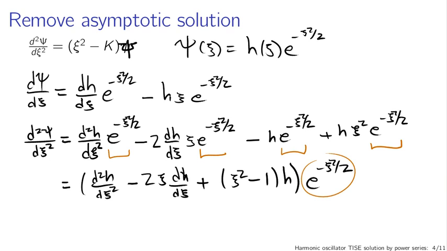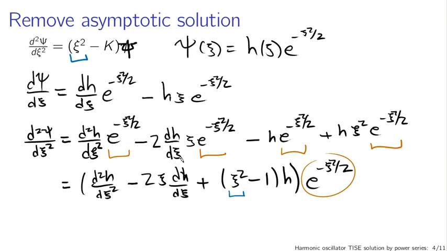Also looking at the left-hand side of the equation, you notice this xi squared h, e to the minus xi squared. If you look at the right-hand side, we have a xi squared times h e to the minus xi squared over 2 from the psi. So on the left-hand side and the right-hand side, we have this xi squared term. And these actually end up canceling each other out.